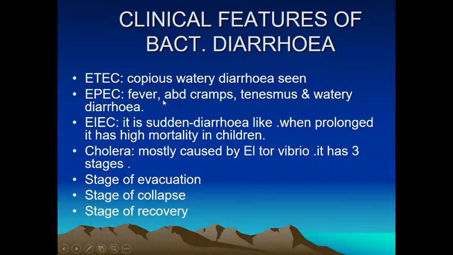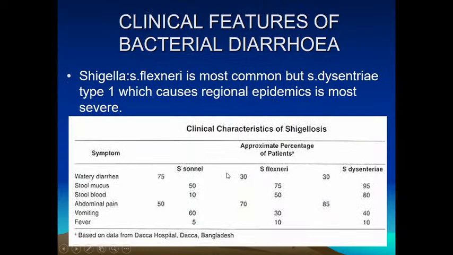In EPEC, you have fever, abdominal cramps, tenesmus, and watery diarrhea again. And in the invasive variety, you'll have dysentery-like symptoms, which has a high mortality. Nowadays, cholera is mainly caused by the El Tor variety. You've got various stages: evacuation, collapse, and recovery. We'll talk about it when we talk about cholera. Shigellosis also can occur as regional epidemics. Basically, you have a watery diarrhea with some cases of blood, and abdominal pain, vomiting, and fever.